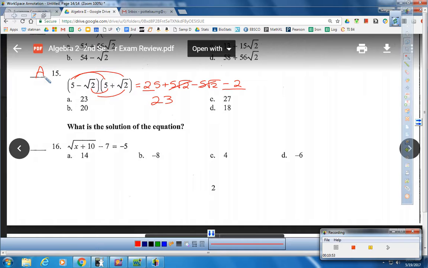Okay. That's the same as doing A squared minus B squared. So I could have done 5 squared minus radical 2 squared. That would have given me the same answer.